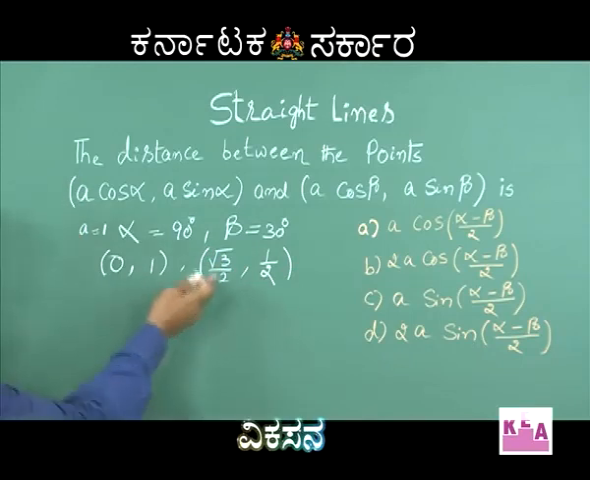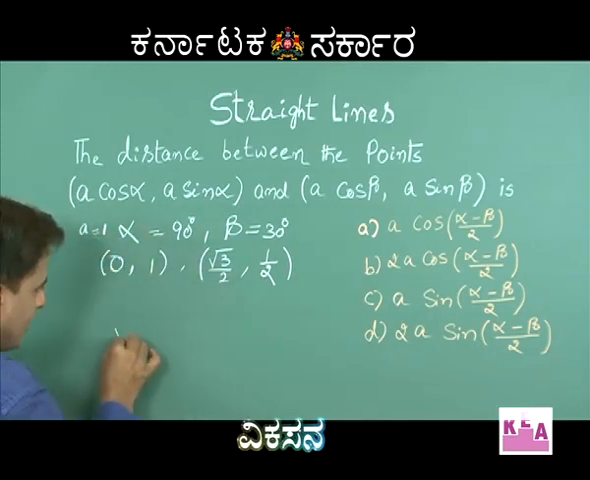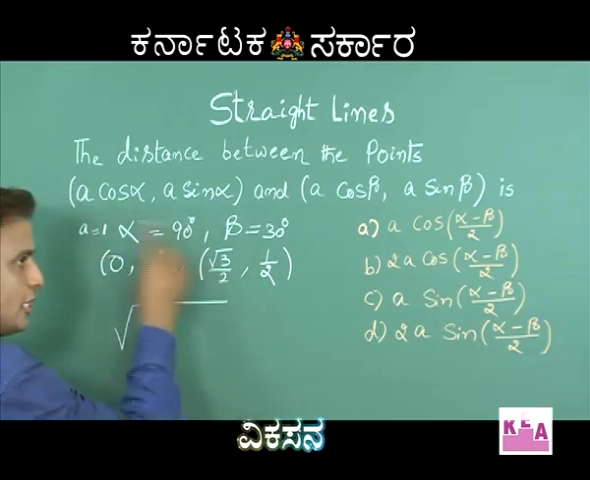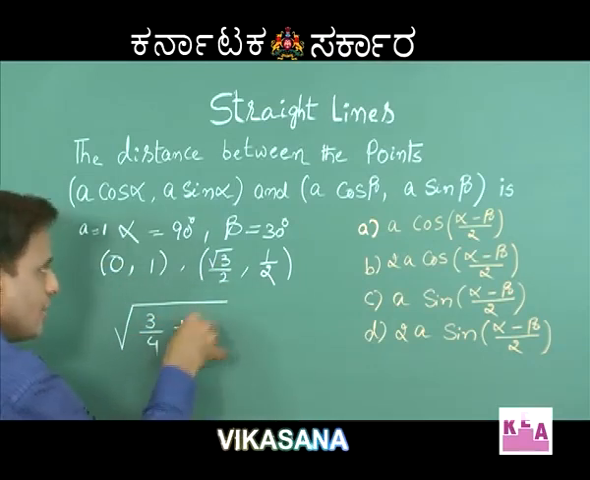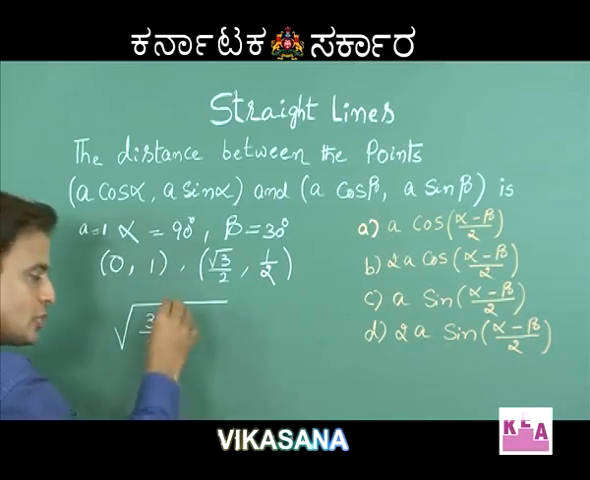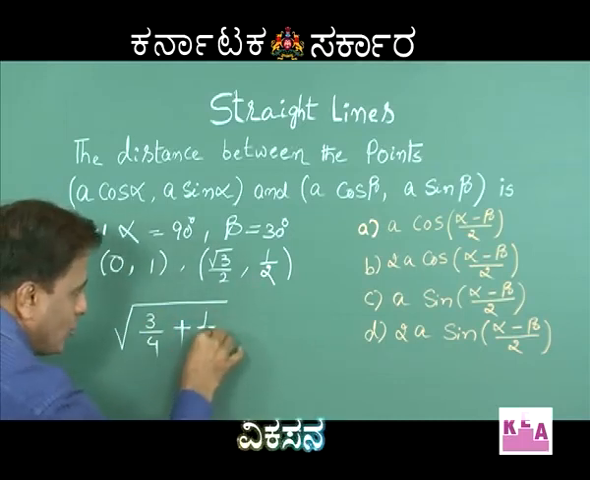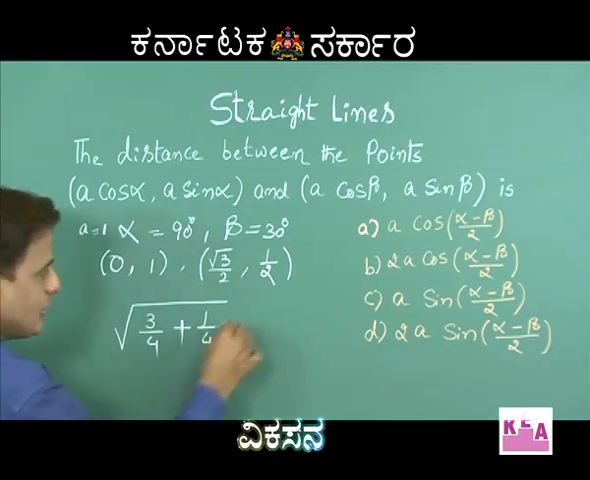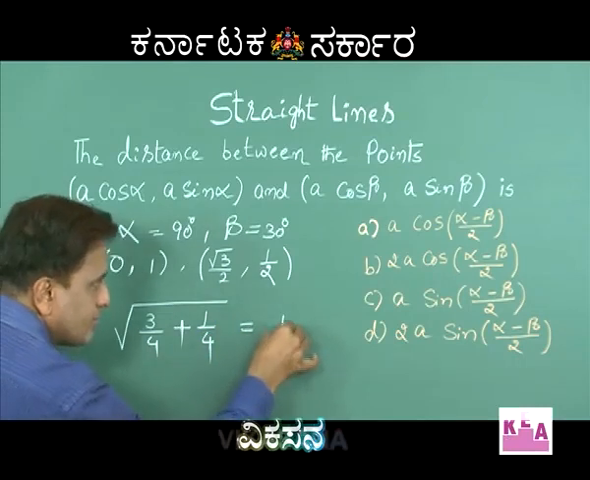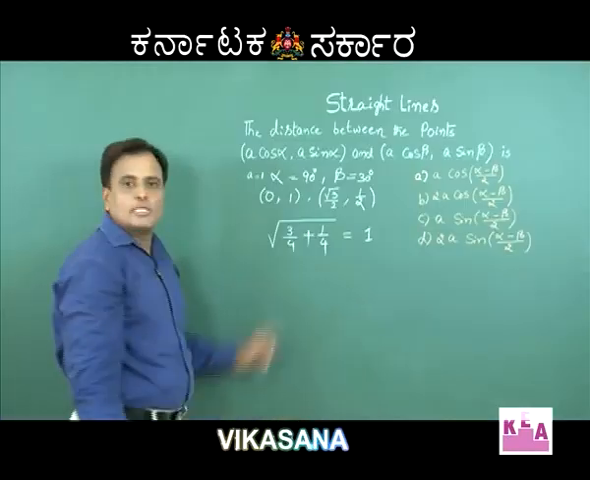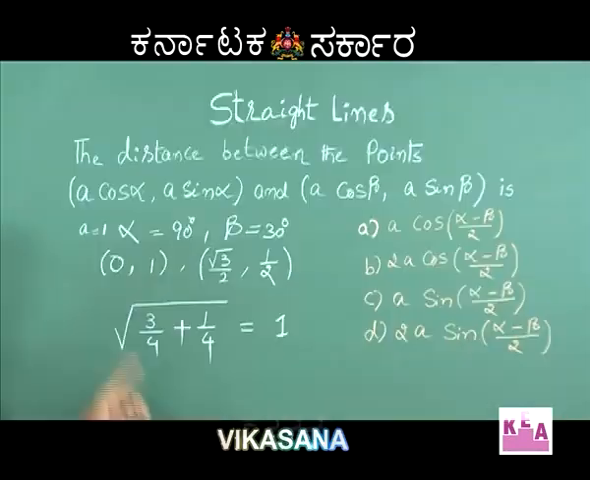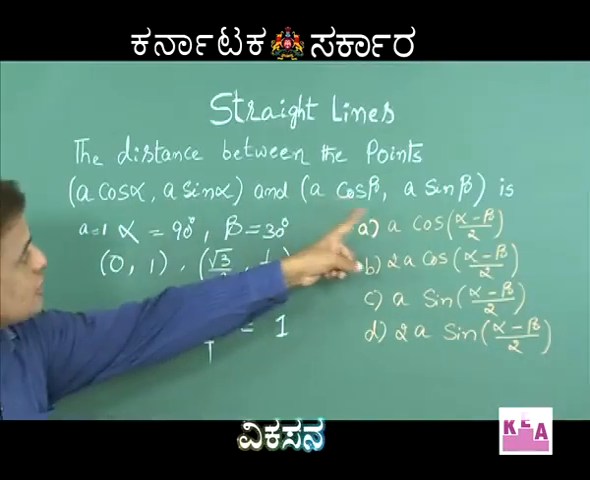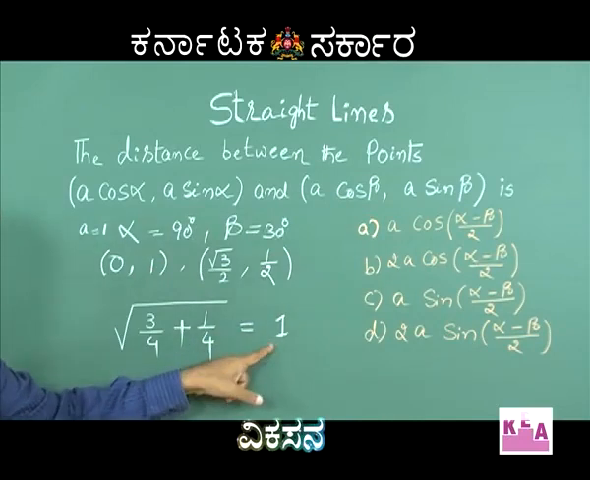Look at this. If you apply the distance formula here, what happened? Square root of (root 3 by 2) whole square, which is 3 by 4, plus (1 by 2 minus 1) whole square, which is 1 by 4. After simplification, you get the answer is 1. 3 plus 1 is equal to 4 by 4. It is 1. But now, which option satisfies this condition?